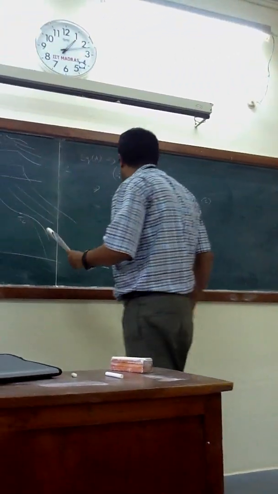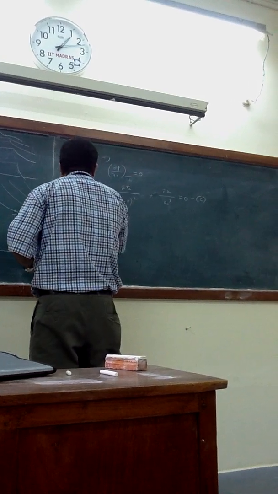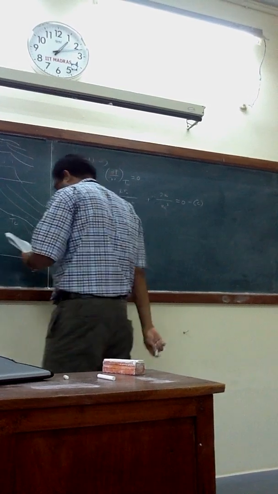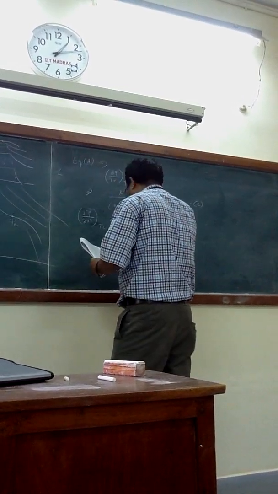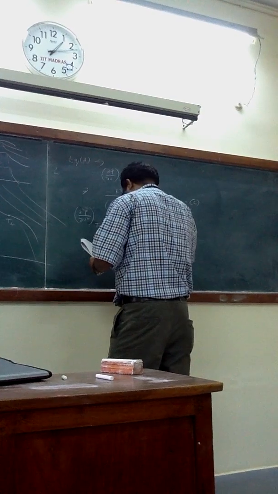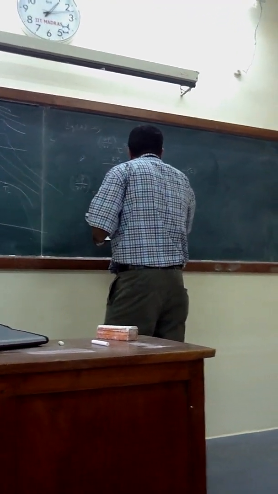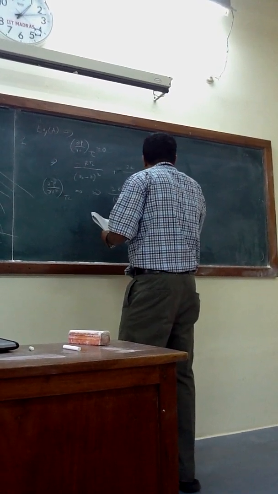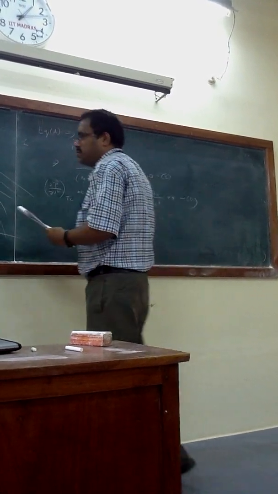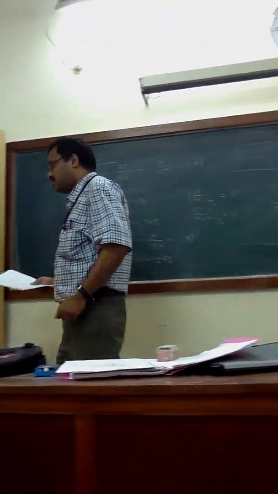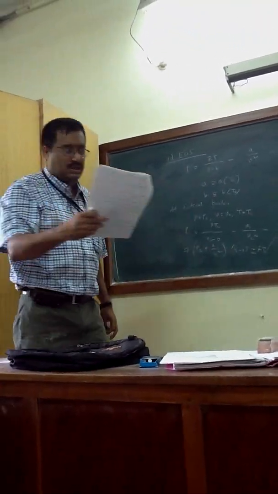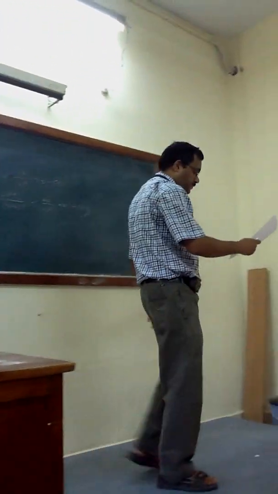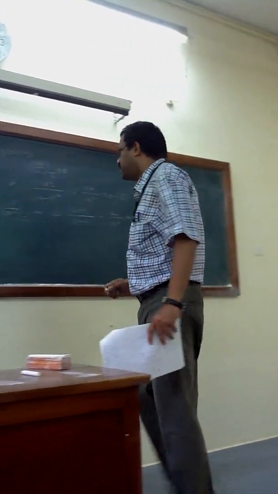Next we will employ dou 2P by dou V square at TC, which is also equal to 0. From the same equation number A, we get 2RTC by VC minus B whole cube, minus 6A by VC to the power 4, equals 0. Equation number D, the consequence of taking the derivative of equation C. Now you divide equation C by D.